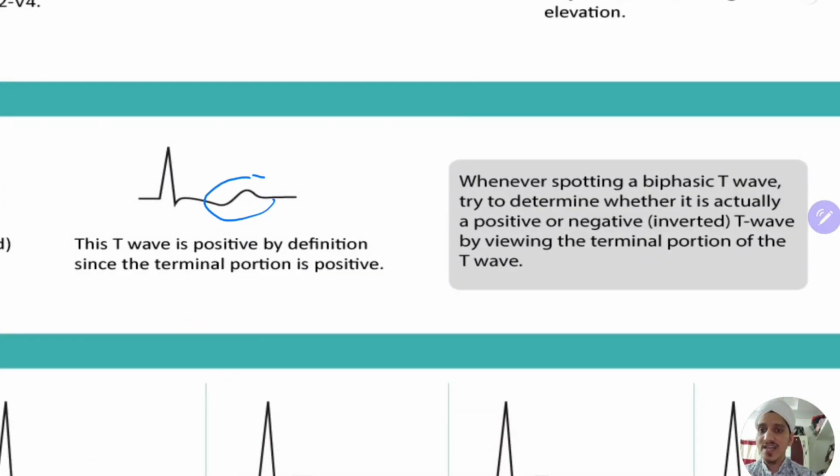This is also biphasic, but the terminal portion is positive here. That's why it is a positive T wave. The T wave is positive by definition since the terminal portion is positive. So whenever you see a biphasic T wave, you should look at the terminal portion of the T wave. That will decide whether the T wave is positive or negative. Whenever spotting a biphasic T wave, try to determine whether it is actually a positive or negative inverted T wave by viewing the terminal portion of the T wave.